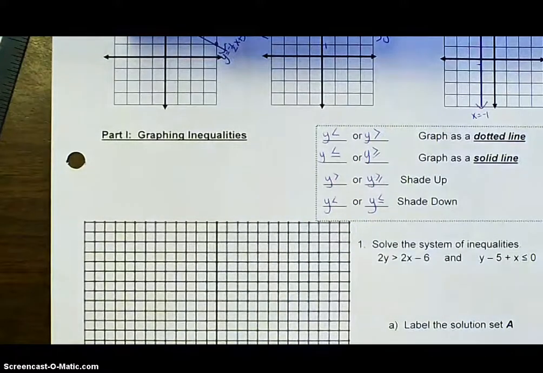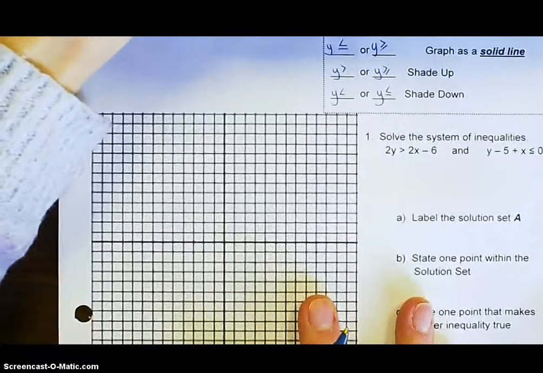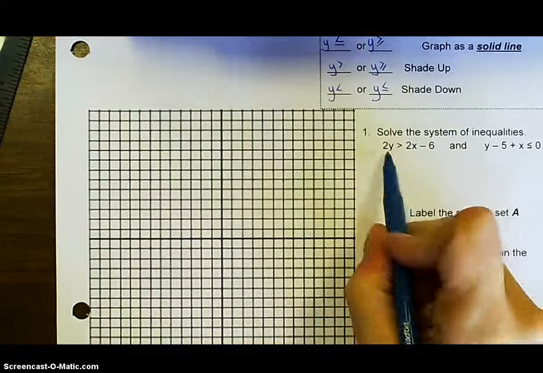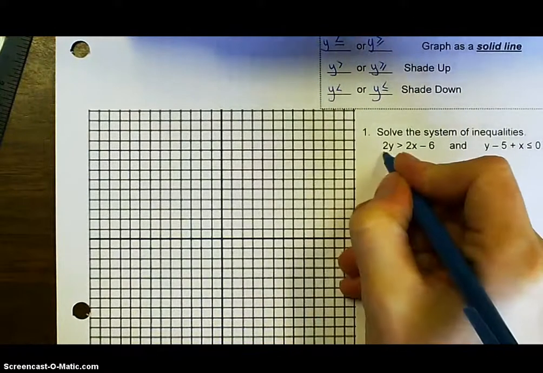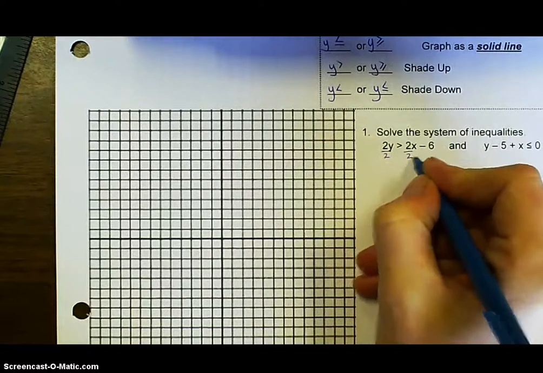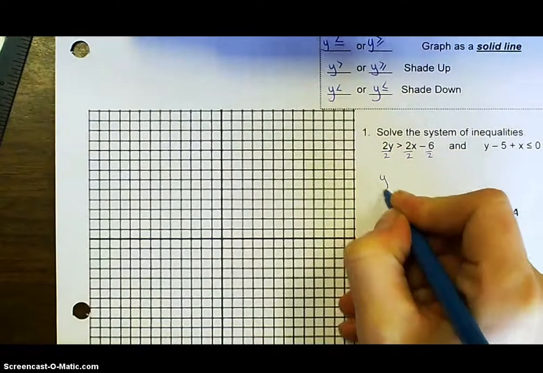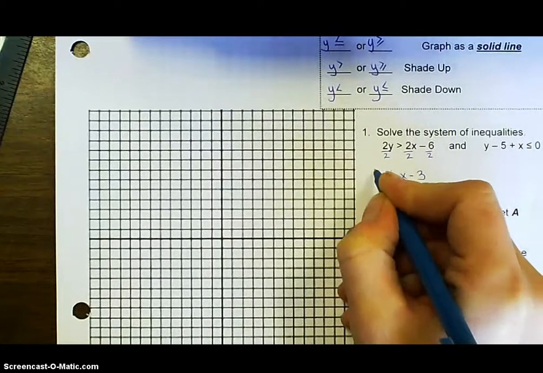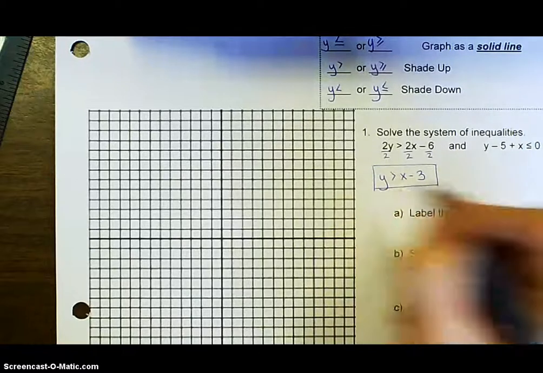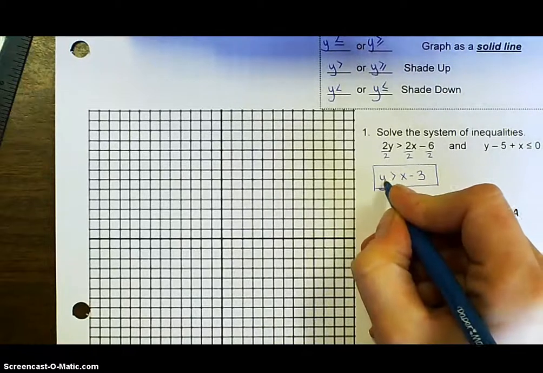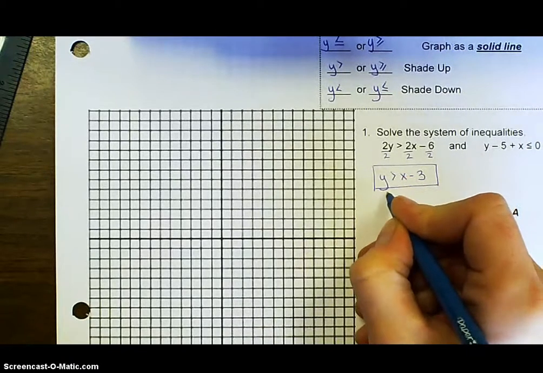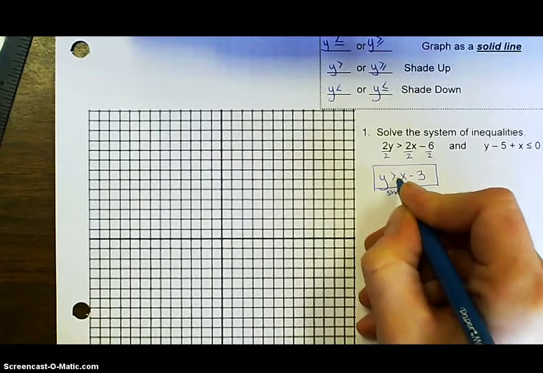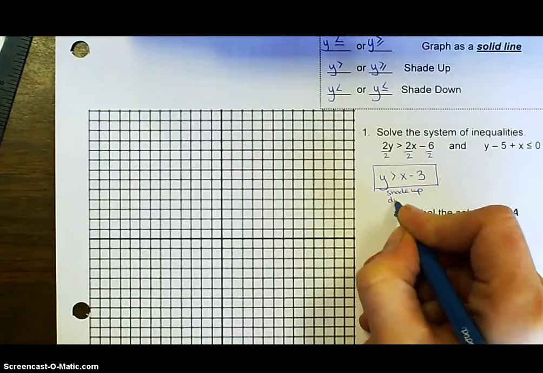All right, so let's go ahead and let's practice graphing a system. All right, so if we take a look at our very first one, the first thing we need to do is get the y by itself. So I'm going to go ahead and divide everything here by 2. So now I have y is greater than x minus 3. So there's my first inequality. Now, if I look carefully, y is greater than, so that means this is going to shade up. So shade up, and there's no line underneath, so that means it's going to be a dotted line.